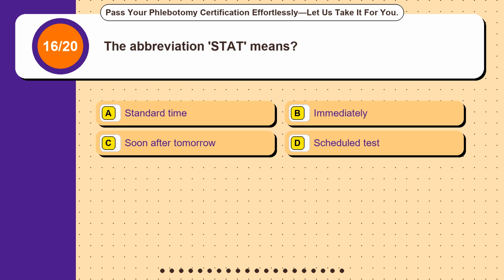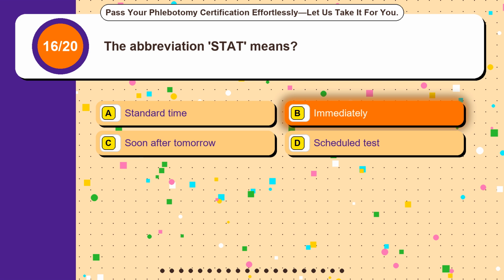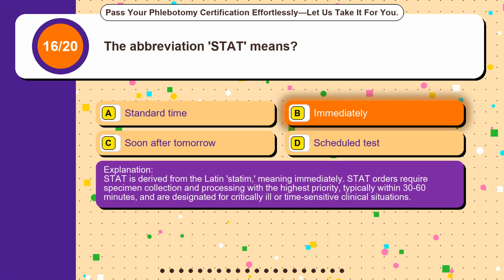Question 16. The abbreviation STAT means: Option A, standard time. Option B, immediately. Option C, soon after tomorrow. Option D, scheduled test. The correct answer is option B, immediately. STAT is derived from the Latin statim, meaning immediately. STAT orders require specimen collection and processing with the highest priority, typically within 30 to 60 minutes, and are designated for critically ill or time-sensitive clinical situations.